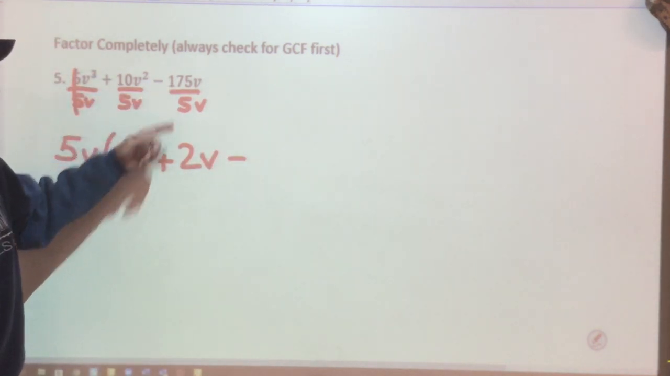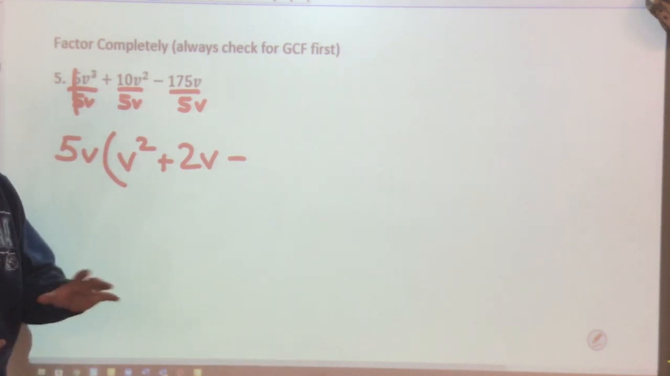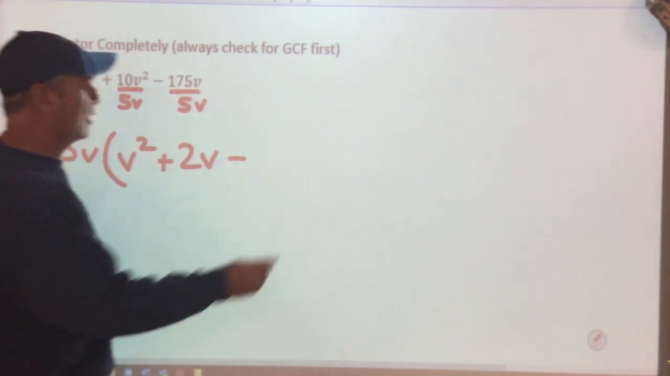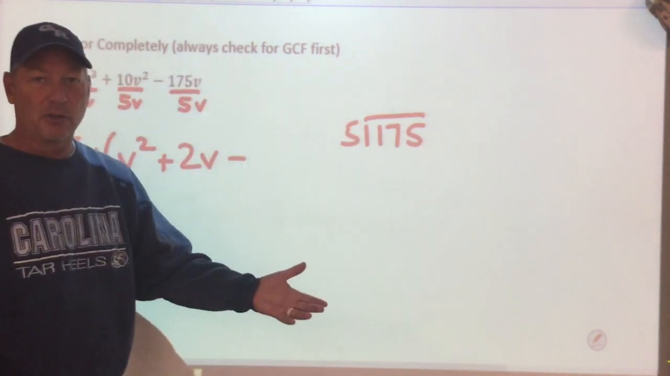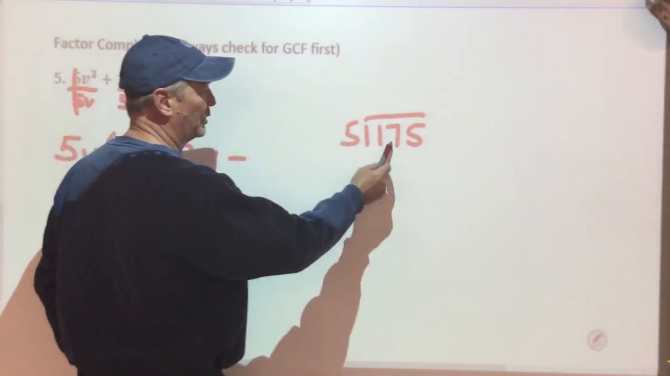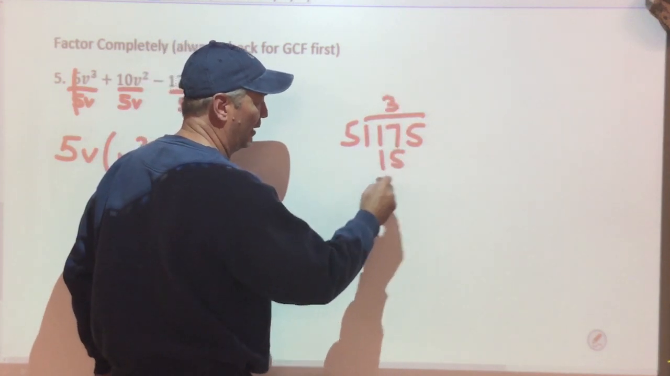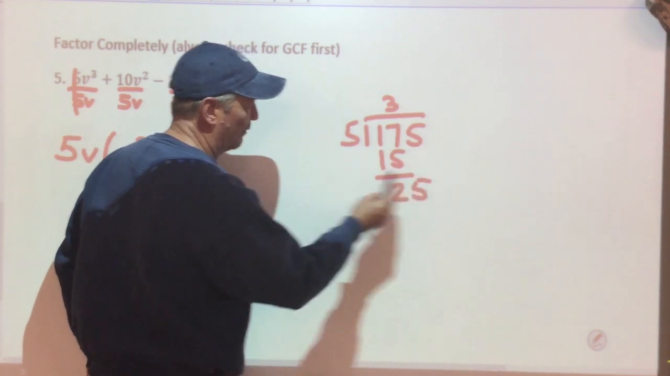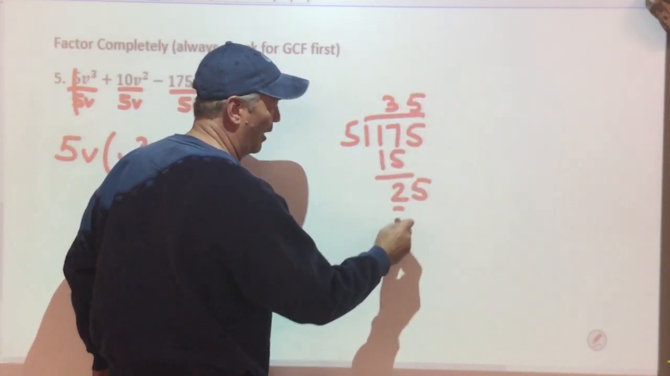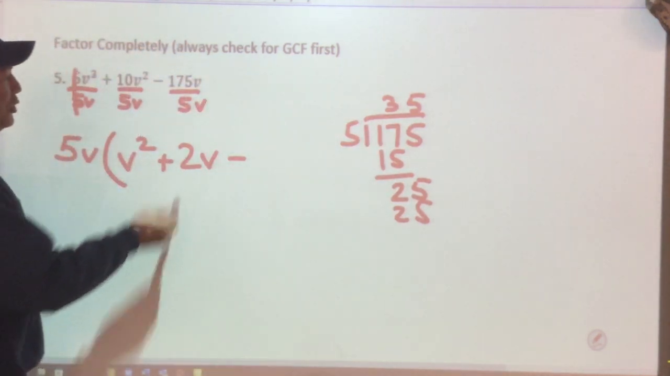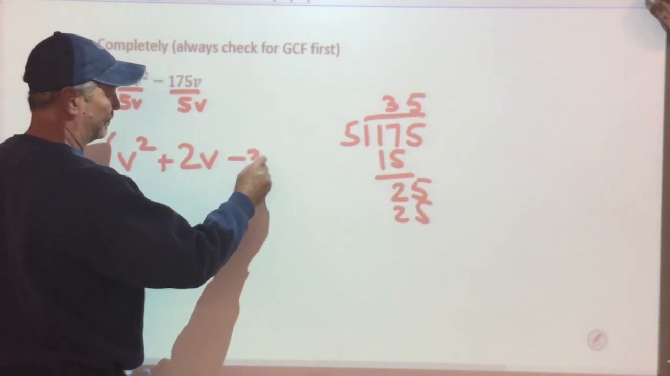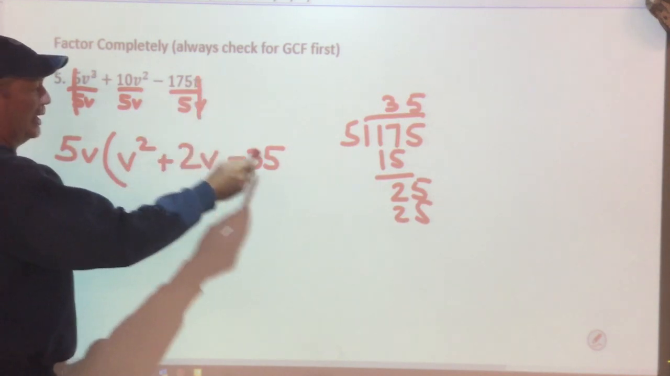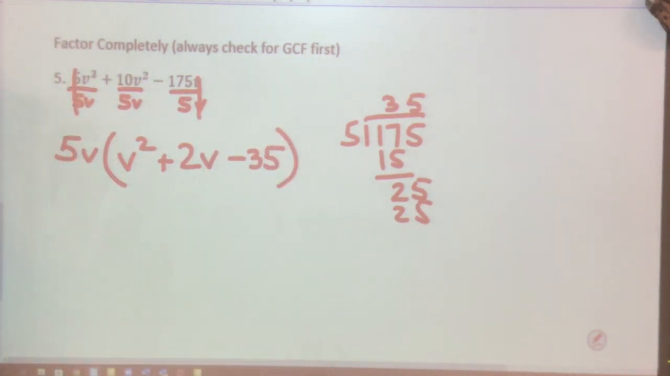Then I have 175 divided by 5. I'm not sure what that is. Don't be afraid to come over here and go 175 divided by 5, or you could use your calculator. But we remember how to divide. We could say that 5 goes into 17 3 times, and that's 15. Remember the 2, and then 5 times what? 5 times 5 is 25. That would give me a 35 when you reduce. 175 divided by 5 will give me a 35. The v's will cancel and you can close your parentheses. And that's how you factor completely, taking out the greatest common factor.